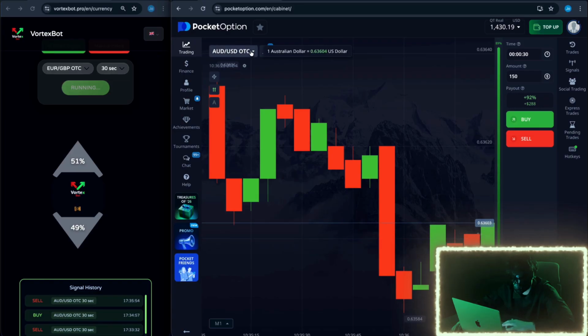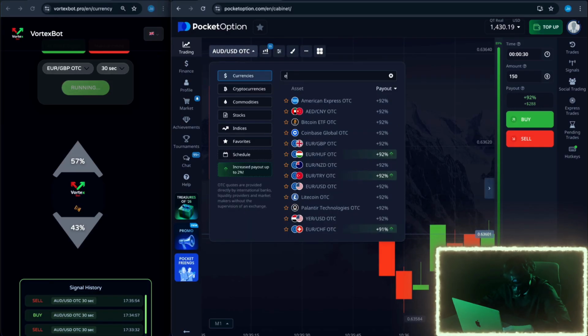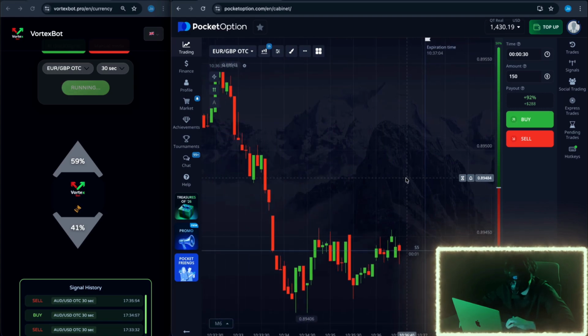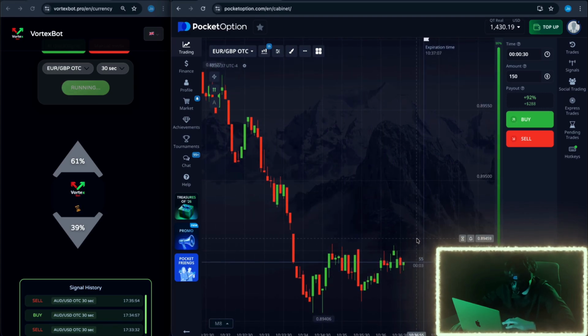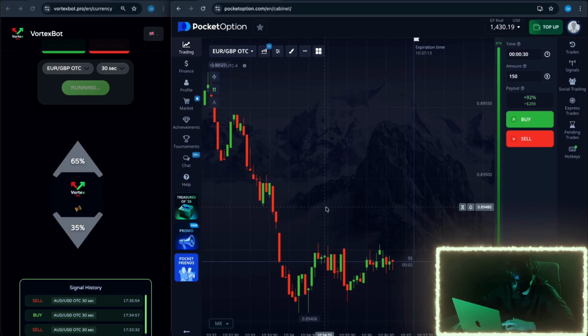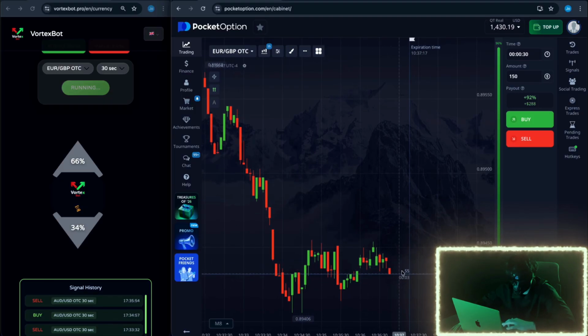While the bot is currently analyzing the currency pair, we enter it into the Pocket Option platform. Most likely this signal will be for a buy, since there was a very strong and pronounced downtrend, and there should be a rebound in the chart, so we are waiting for the signal to appear.